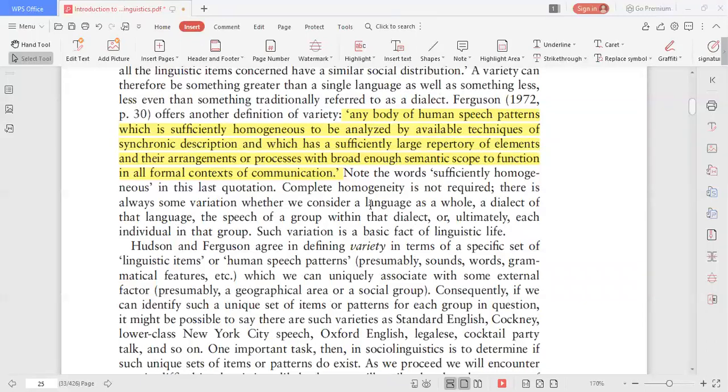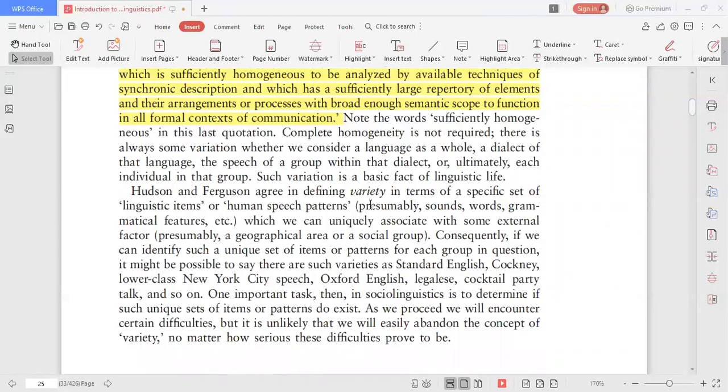Because if they are not sufficiently homogeneous, then we'll call it a different language. For example, Hindi and Bangla have lots of difference in vocabulary and pronunciation, so that's why we are not calling Hindi a variety of Bangla, nor Bangla a variety of Hindi or Urdu. We call it a different language because they are not homogeneous, they are heterogeneous. Now here it goes further. If you just please excuse me, there is a phone call.